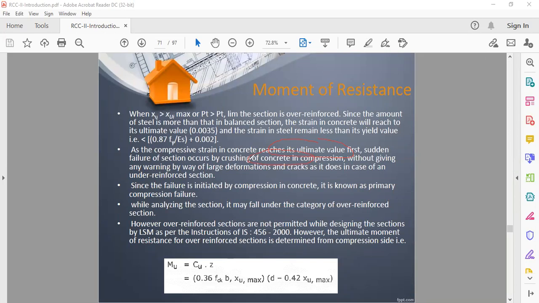According to IS 456, this is not allowed. An over-reinforced section is not allowed, or you should not design it as over-reinforced. So you can simply change the parameters so that it does not become over-reinforced, and that would be a feasible solution.